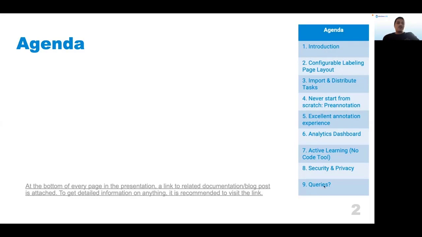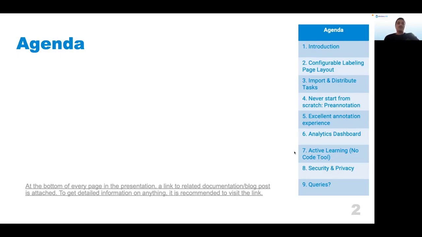This is the list of the agenda I'll try to cover in this webinar. First, I'll go through the introduction of the tool, then we'll see how configurable the labeling page is, how to import and distribute tasks among your team. Then we'll see what pre-annotation is and how it can help overall annotating speed and experience. Then we'll revisit the annotation experience, about how annotators can do their work in various ways, with different layouts, shortcuts, and other things. Then I'll briefly talk about the analytics dashboard.